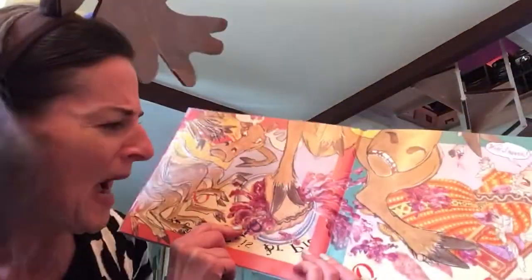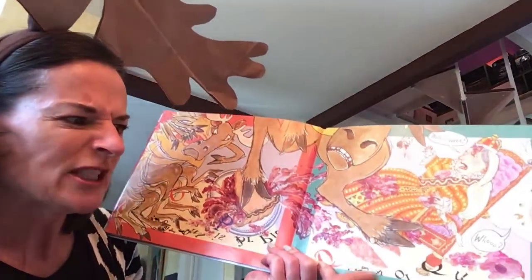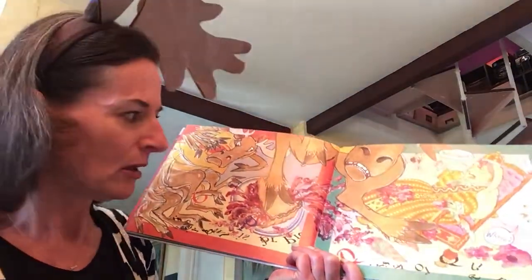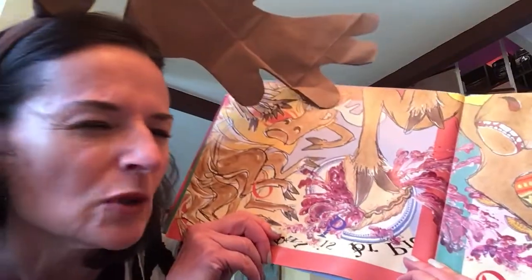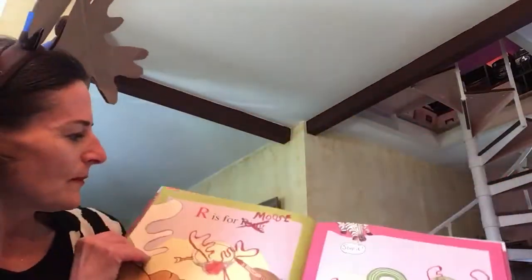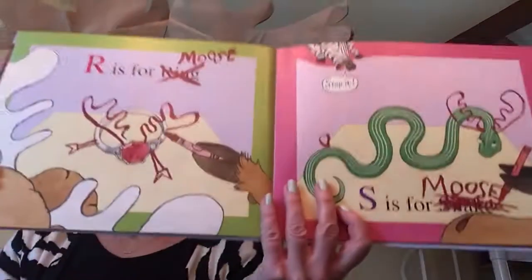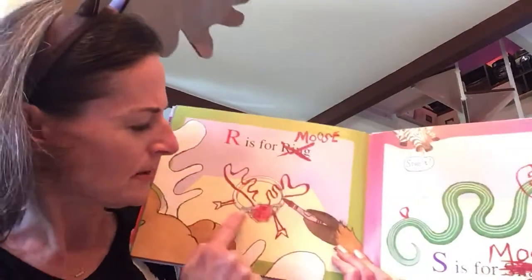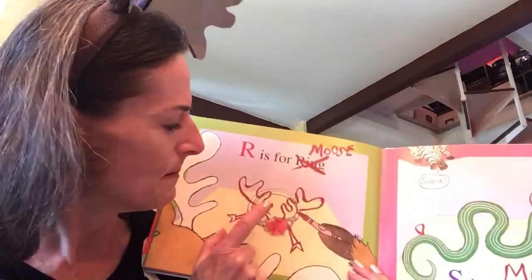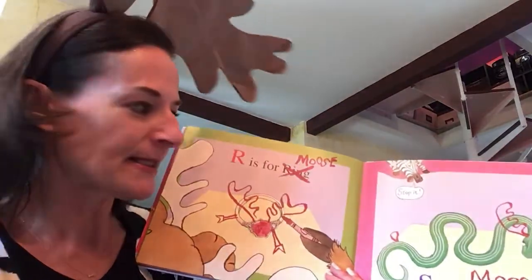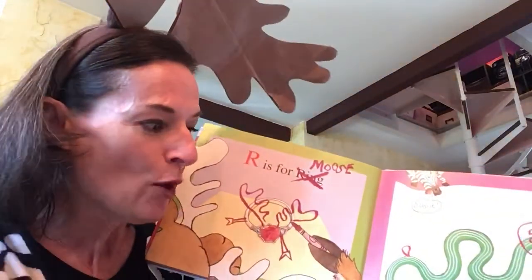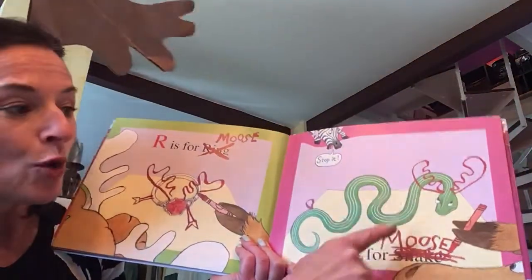P is for squished up pie. Q is for queen. Queen says, well, I never. Oh, it's one angry moose. R is for, not for ring, it's for moose. See, with moose horns. Moose. S is for, no, it is not for snake. It is for moose. Moose with moose horns.